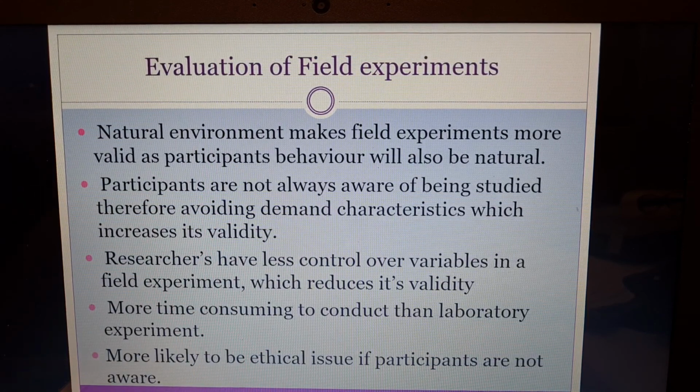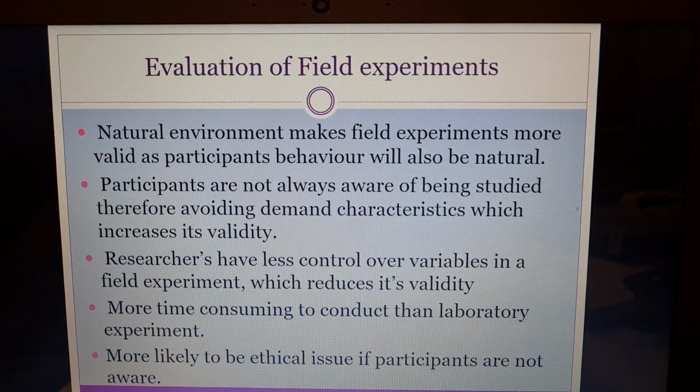Evaluation of field experiments. Because it's a natural setting, it makes field experiments a lot more valid than lab experiments because the participants' behaviour will also be natural. However, participants are not always aware that they're being studied, therefore avoiding demand characteristics, which does increase its validity.